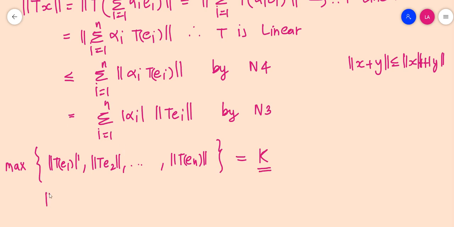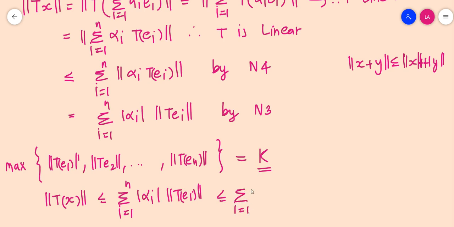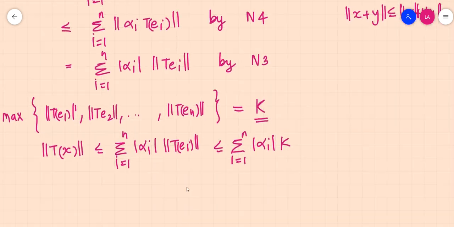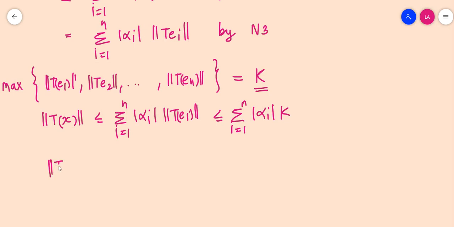So norm of Tx is less than or equal to summation i equal to 1 to n modulus of alpha i into norm T of ei. Each norm of T of ei is less than or equal to K, because K is the maximum of these elements. So instead of all these norms of T of ei, you substitute K. So this is less than or equal to summation i equal to 1 to n modulus of alpha i times K. If you rewrite the whole thing, norm of Tx is less than or equal to K into summation i equal to 1 to n modulus of alpha i. This is what we obtain. Let's call this equation number 1.